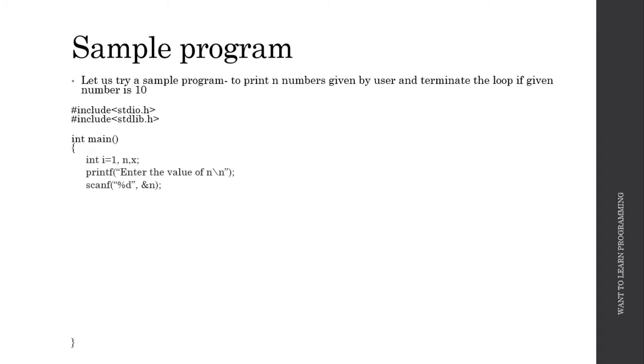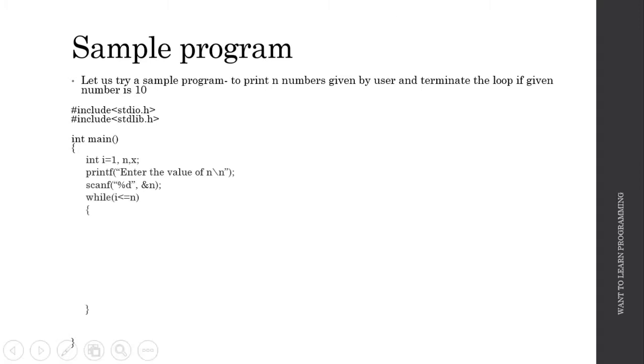First, let's include the two header files, #include <stdio.h> and #include <stdlib.h>. Next, we include the int main. For this, we have to declare three variables. One is to store the value of n. One is to move the iteration from i equal to 1 to i equal to n. And the third one is to store the numbers given by the user, which we will call the x variable. So int i equal to 1, n for storing the value of n, and x to store the value of the n numbers iteratively. Next, we ask the user to enter the value of n and then, using the scanf statement, we take the value.